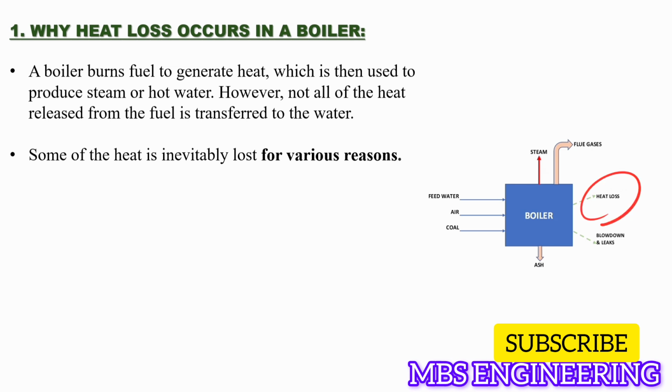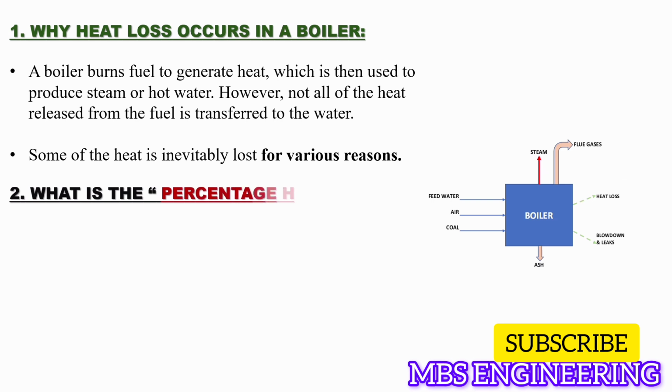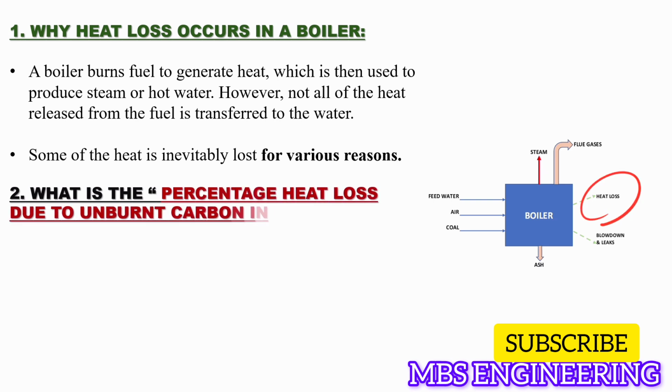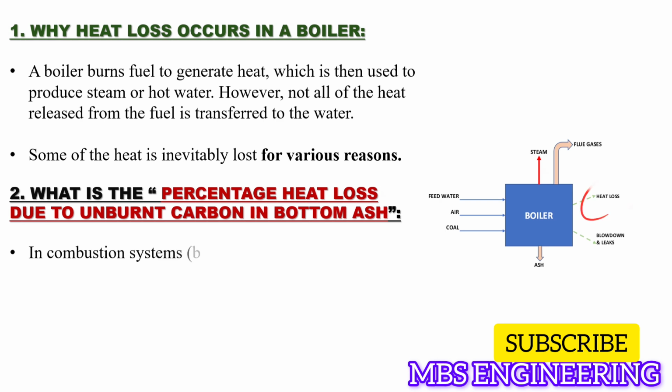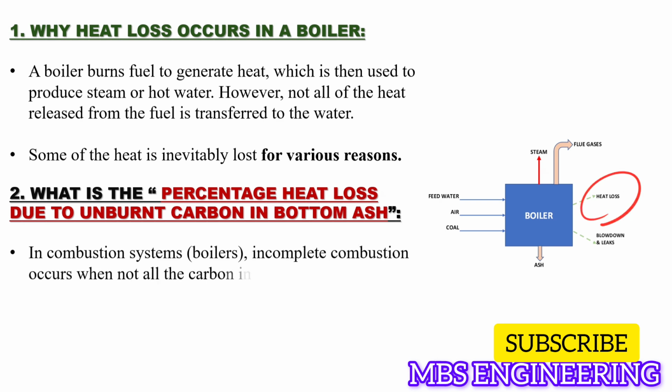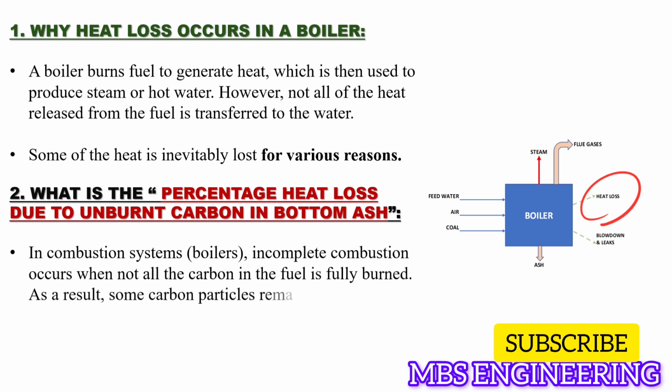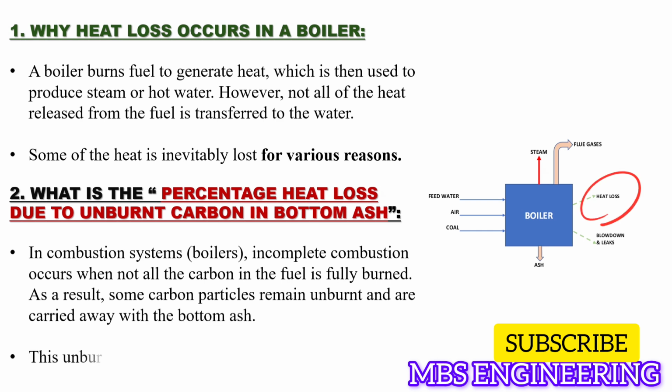Next, we will learn and understand what is the percentage heat loss due to unburnt carbon in bottom ash in a boiler. In combustion systems, boilers, incomplete combustion occurs when not all the carbon in the fuel is fully burned. As a result, some carbon particles remain unburnt and are carried away with the bottom ash. This unburnt carbon represents a loss of useful energy.